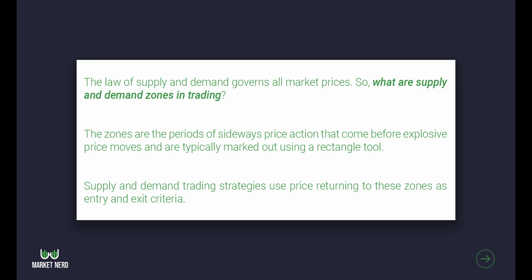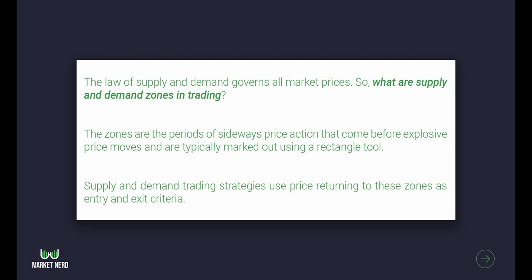Supply and demand zones put the economic theory into a trading strategy using price charts. So, what are supply and demand zones in trading? Supply and demand zones are a popular analysis technique used in day trading. The zones are the periods of sideways price action that come before explosive price moves and are typically marked using a rectangle tool. Supply and demand trading strategies use price returning to these zones as entry and exit criteria.